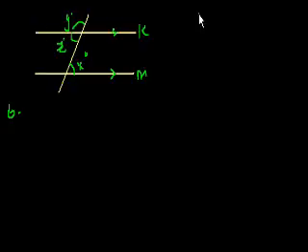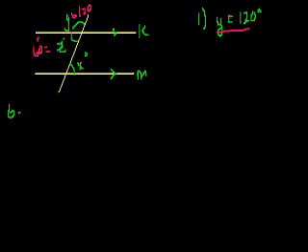Okay, in statement number 1, they tell us that y is equal to 120 degrees. So if y is equal to 120, what can we figure out? Well, this y is supplementary to z, right? So when you add these two angles together, it's 180 degrees, because you're completing kind of a half circle. So z would be 60 degrees.